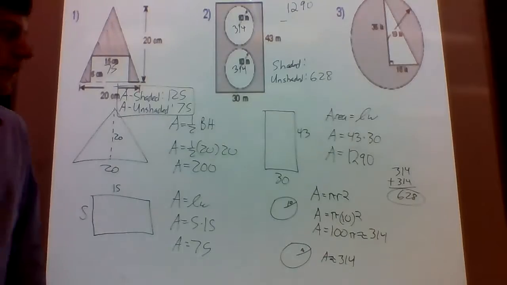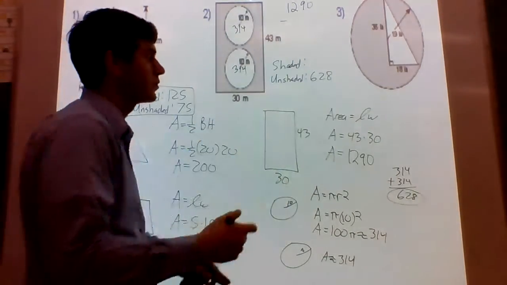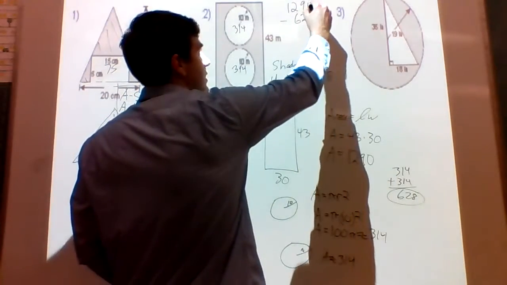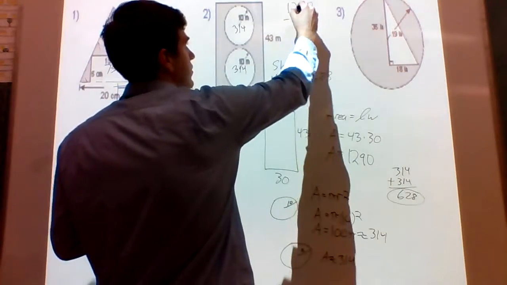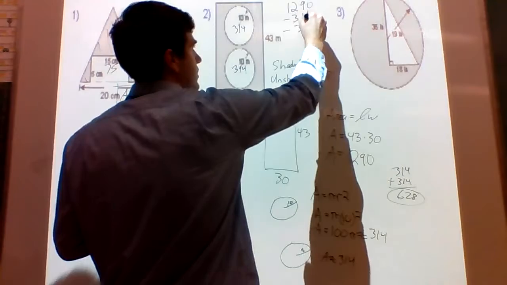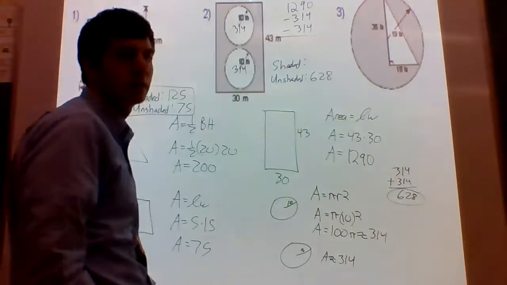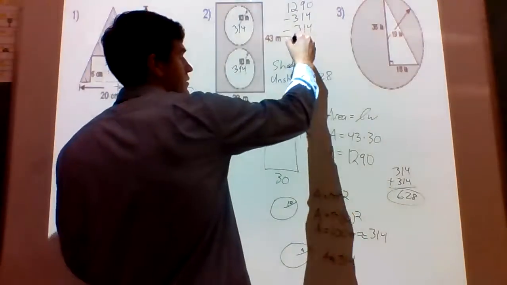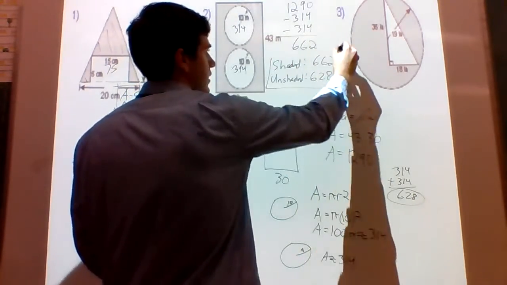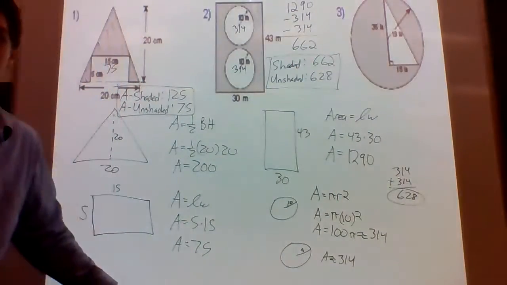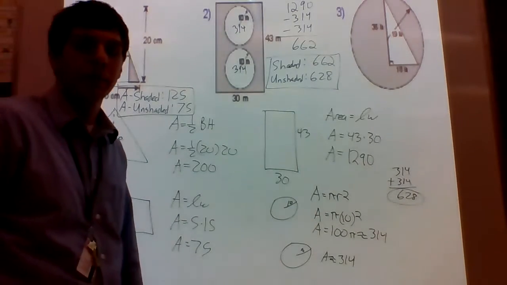So 1290 minus 628. We could also think of it as minus 314 minus 314. Either way, you're going to end up getting 662, which is the area of the shaded region, 662 meters squared.